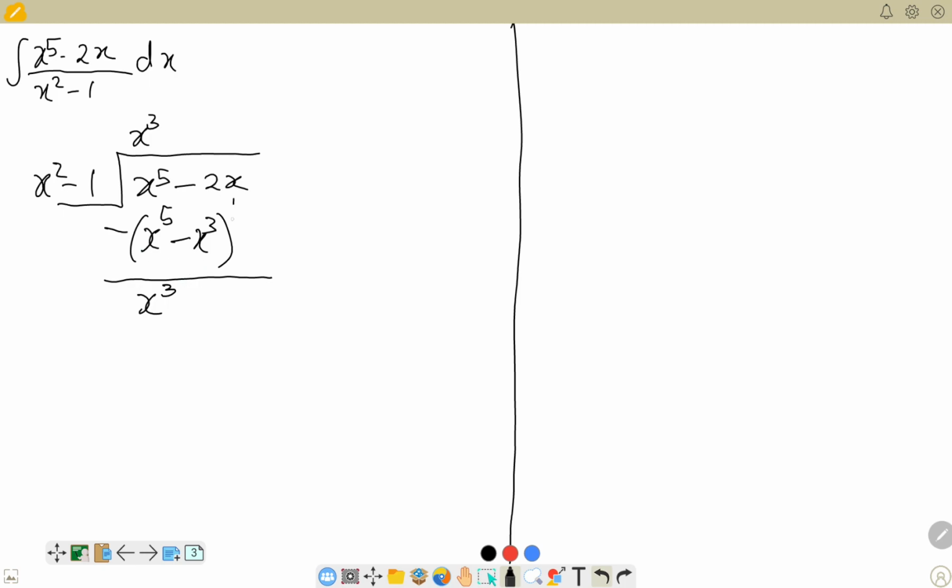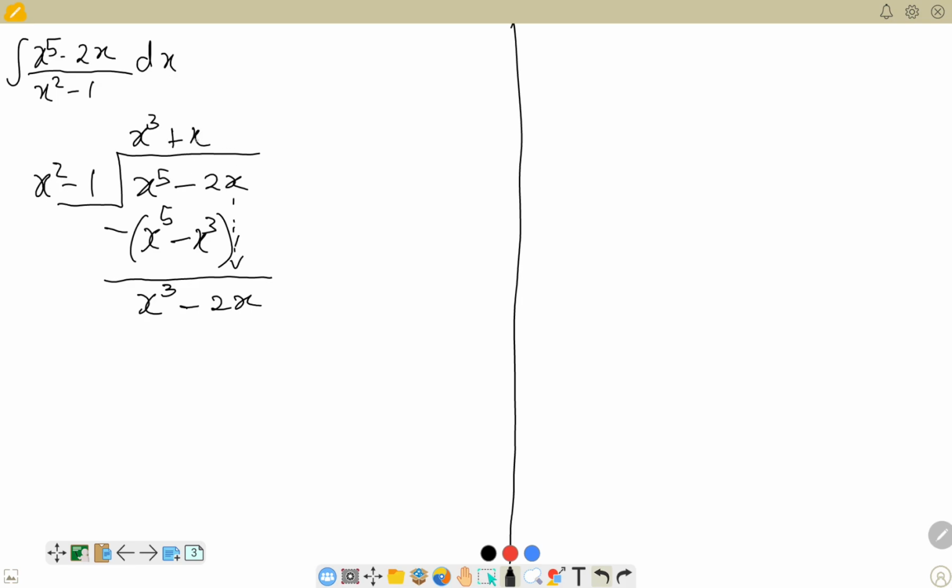Then we will drop 2x down, negative 2x actually. So we can see that we have x to the power 3 minus 2x, which is still higher than x to the power 2. So we reduce it again. x to the power 3 divided by x to the power 2, now we get x.